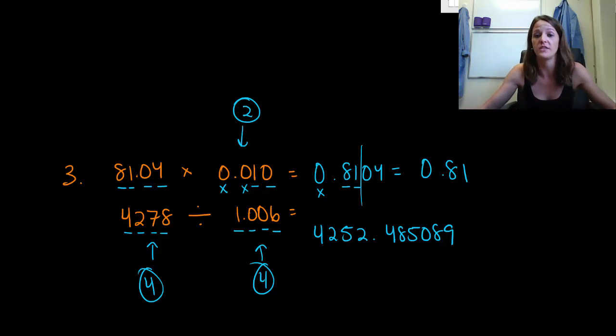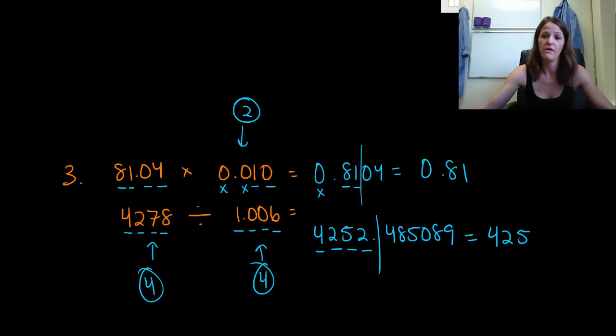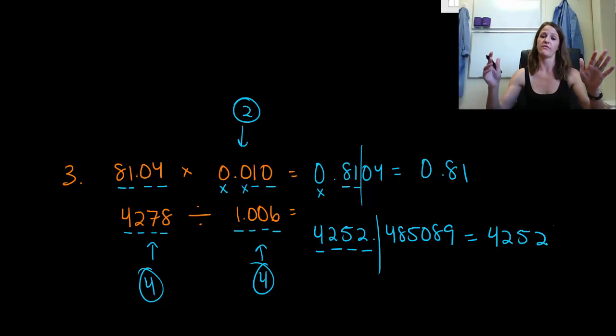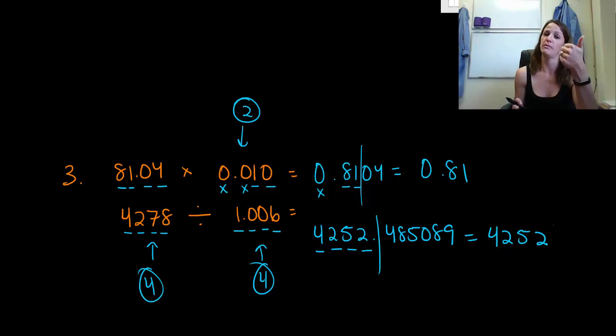We're only allowed 4 sig figs, so we're going to go 1, 2, 3, and 4. That's our cutoff. So we're going to write this out as 4252. Pretty straightforward. All right, same process. Determine sig figs, do the math, apply sig figs.